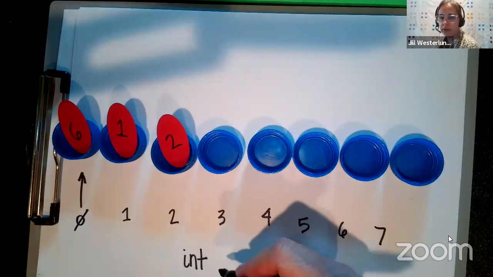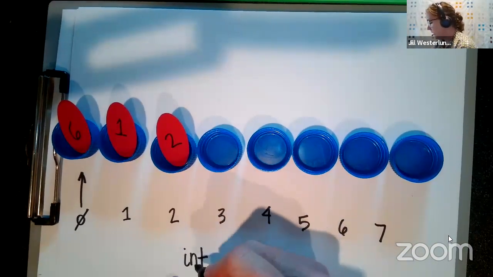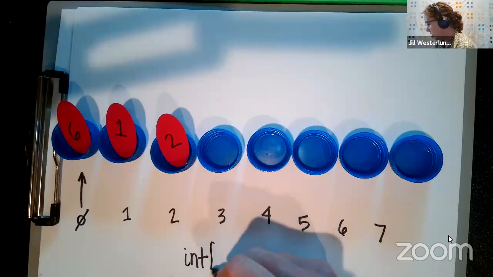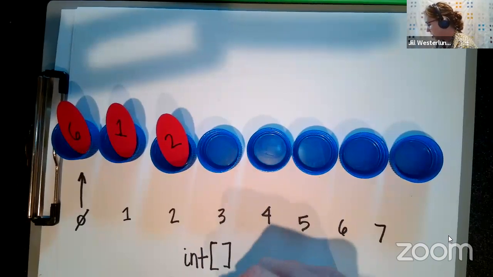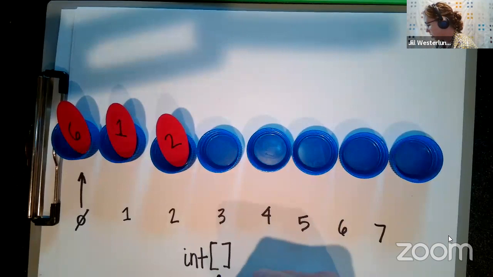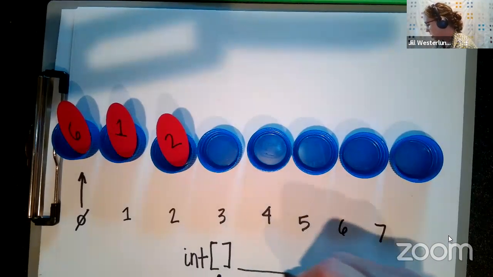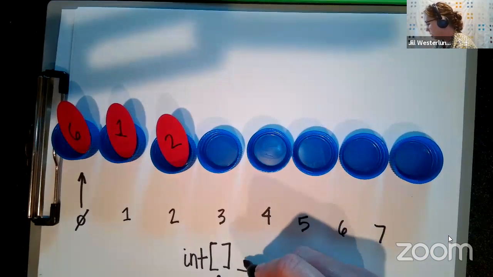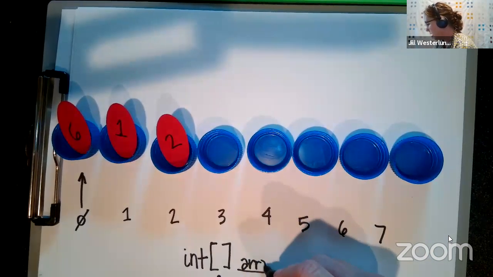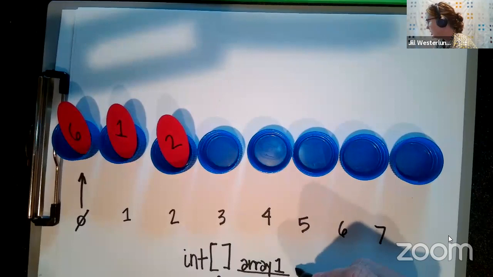So how do we declare an int array? We're going to tell Java that it's an int, and then we're going to use square brackets, because this says I want a 1D array. And then we're going to say what we want to name the array. So the next thing that happens is the array name. So let's just call this array1.